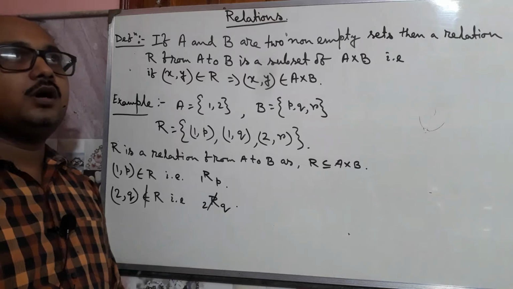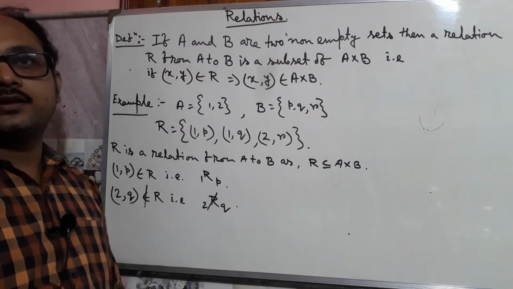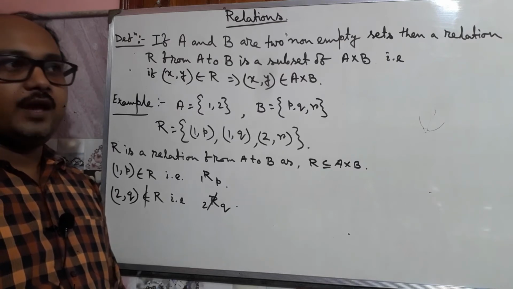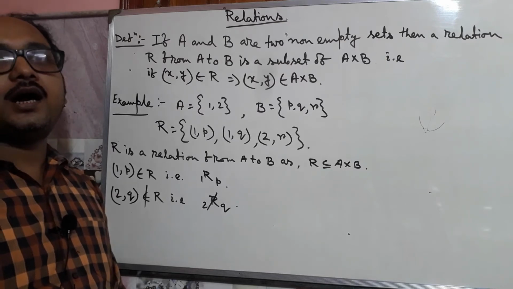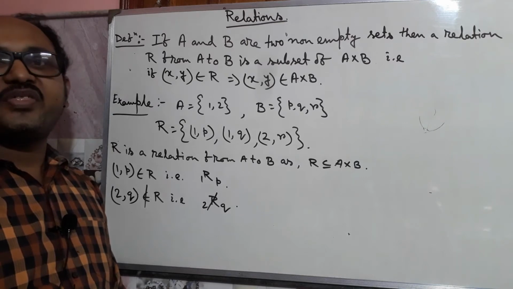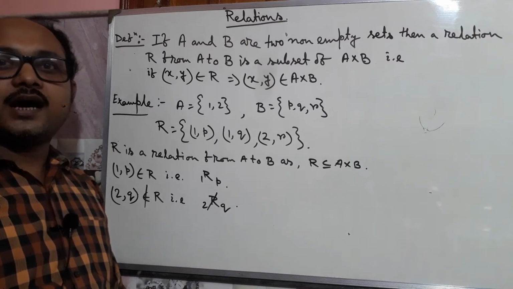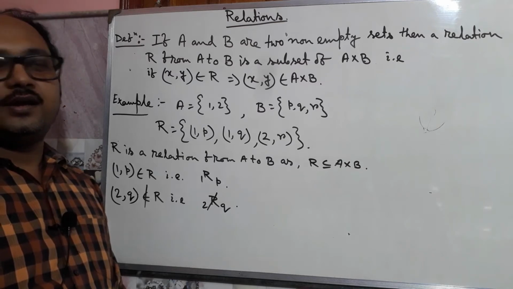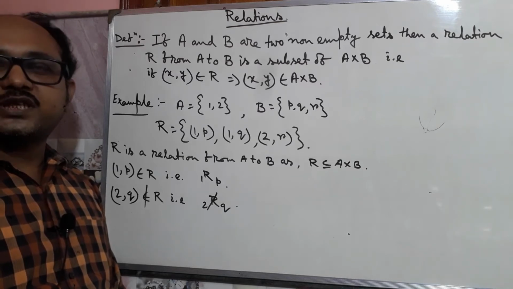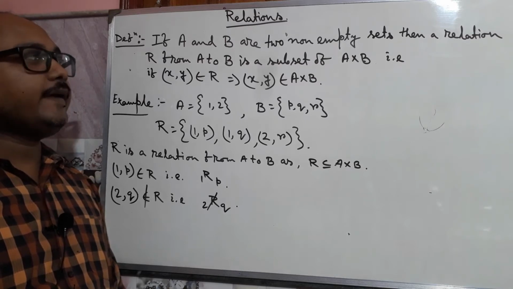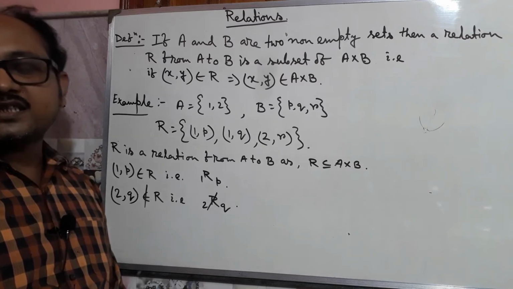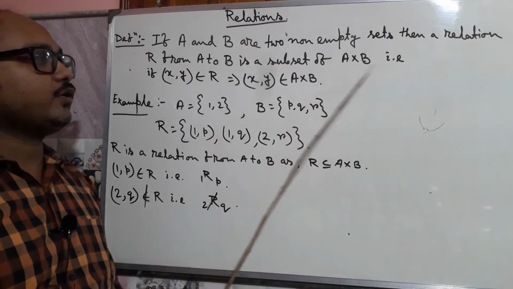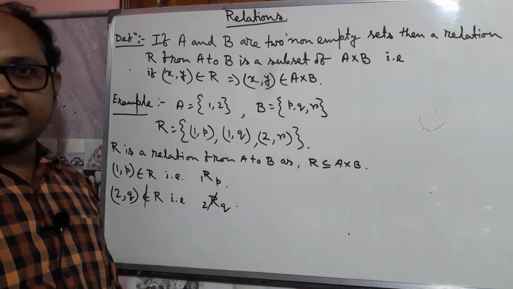In this video I am going to discuss relations. What is a relation? If A and B are two non-empty sets, then a relation R from A to B will be a subset of A cross B. R will be a relation from A to B if R is a subset of A cross B. Let us see one example.